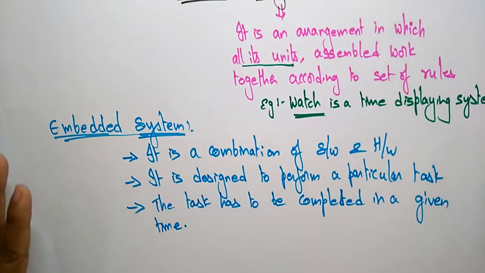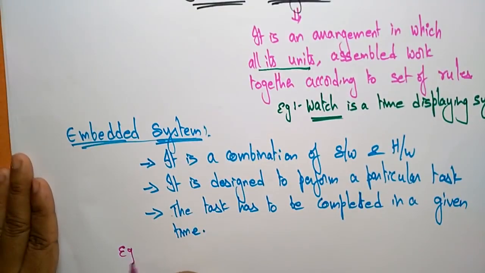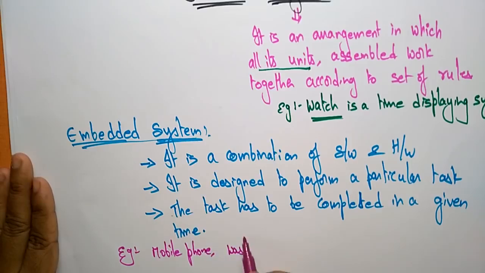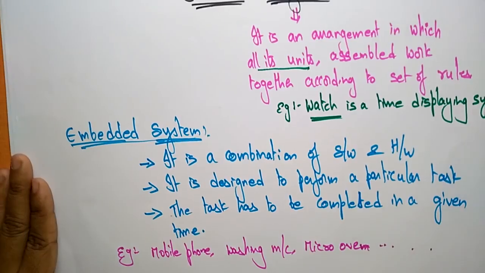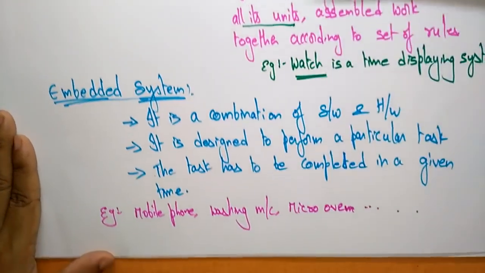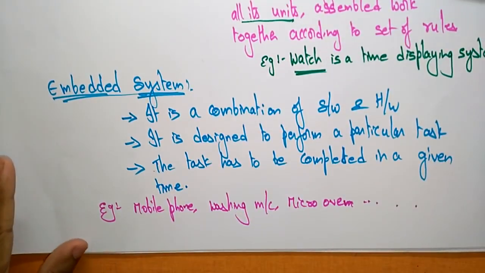So let me explain with examples. Let's take the examples of mobile phones, washing machine, microwave oven. There are a lot of examples out there. So let me take one of the examples and explain this definition.